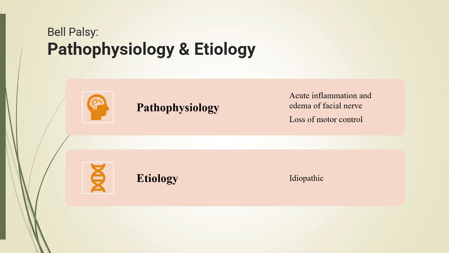Many patients first notice symptoms when they try to smile, blink, or raise an eyebrow and only one side of the face moves. The etiology of Bell palsy is unknown. Researchers believe Bell palsy may be triggered by viral infections, especially herpes simplex virus type 1, HSV1.